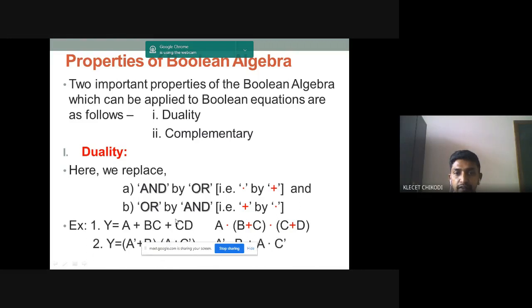Now after applying the duality property, instead of dot, we have to replace that with the plus, and wherever there is a plus, we have to replace that with the dot. So you can see here there is a plus symbol available, so I have replaced that with the dot. Similarly, there is a dot symbol available in between B and C, I have replaced that with the plus. Similarly, there is a plus symbol available, I have replaced that with the dot, and again there is a dot symbol available in between C and D, and I have replaced that with the C plus D. Fine.